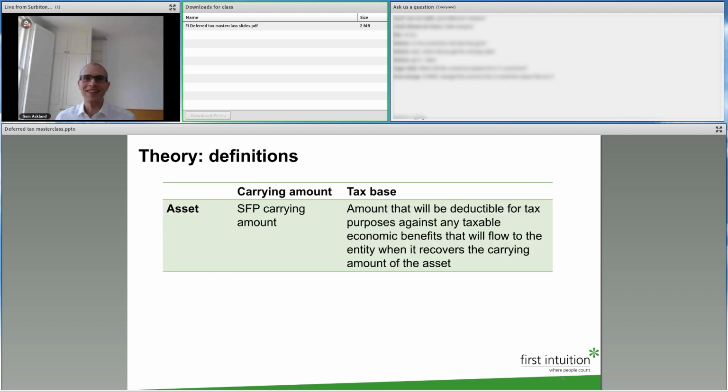Now, the theory takes our assets on our statement of financial position and compares our carrying amount. We just looked at an asset that had a carrying amount on the statement of financial position, and it compares it to what's known as the tax base. Now, we've got the definition of the tax base there. It's essentially the amount that will be deductible in future in relation to this asset.